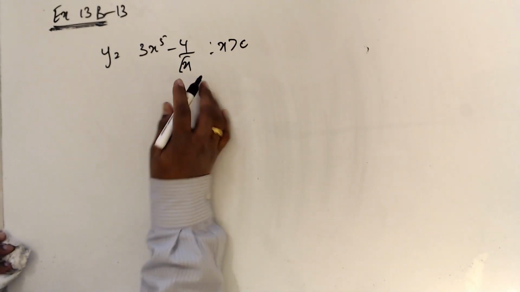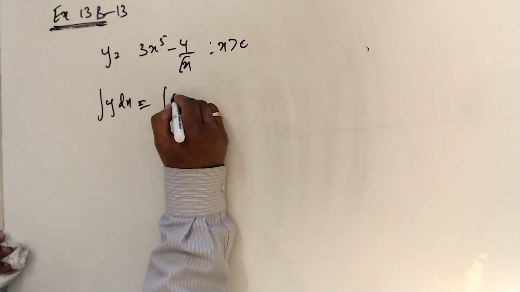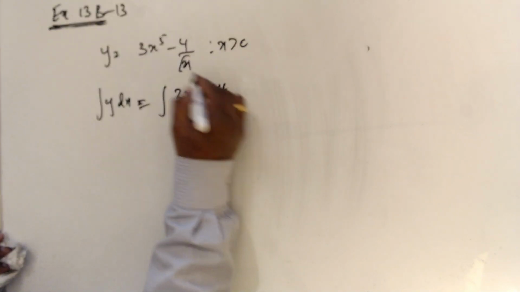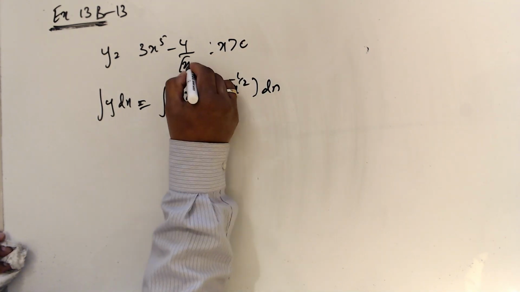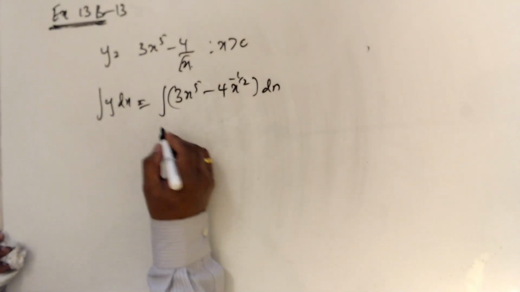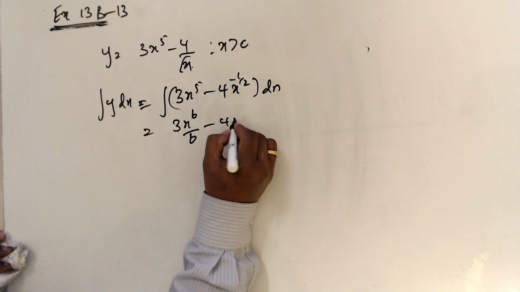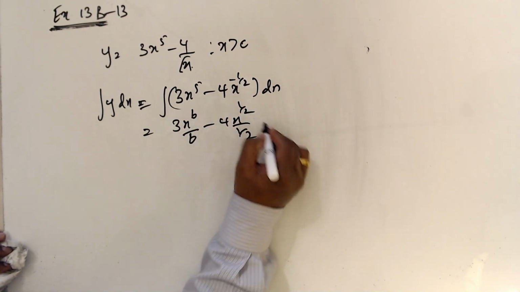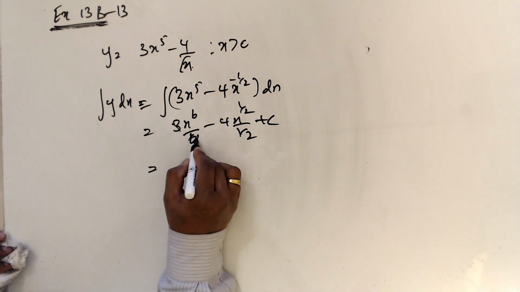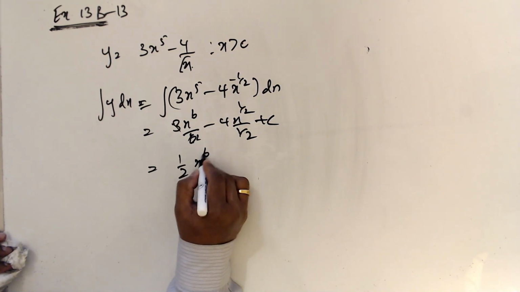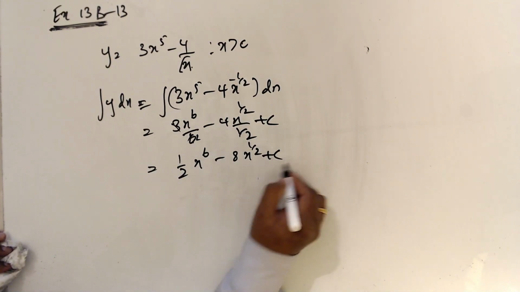y is given like this, so then we want to find the integral of y dx. So integrate y, which is 3x to the 5, minus 4 x minus half dx. This is x half when I bring it up, x minus half. So 3x 6 over 6 minus 4x half over half plus c. So this is half x 6 minus 2 times 4, 8x half plus c.